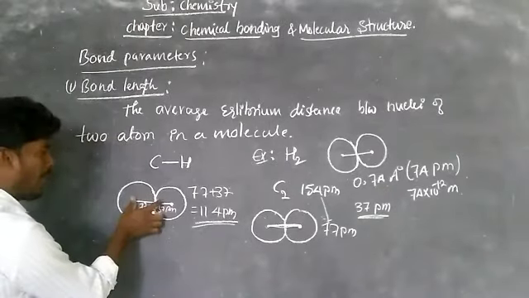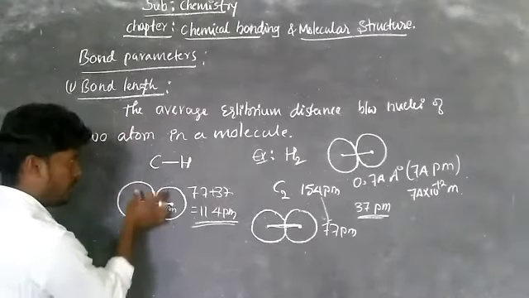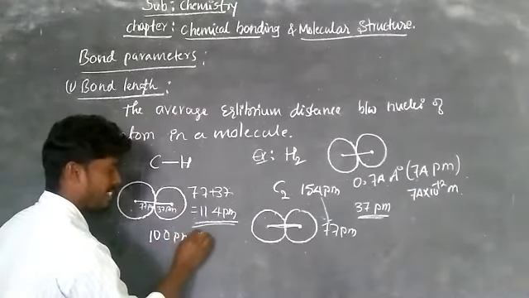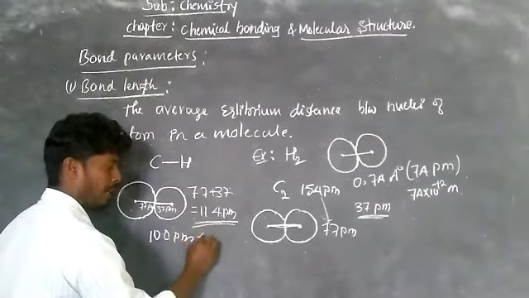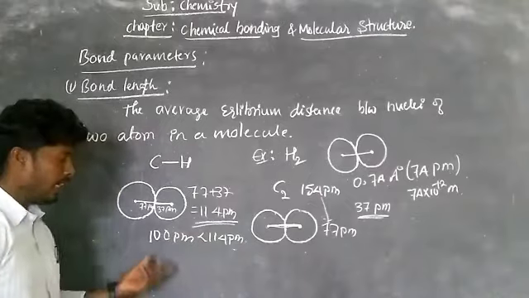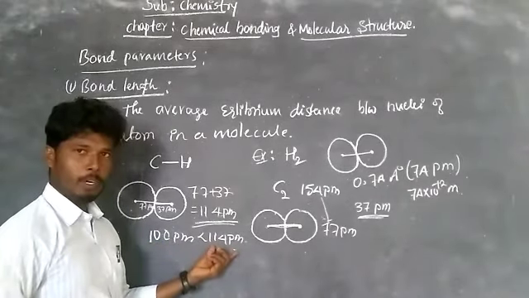Actually, the bond length of this C-H is 100 picometers, which is less than 114 picometers, the calculated one. The theoretical value is 100 picometers, but when calculated you get 114 picometers.